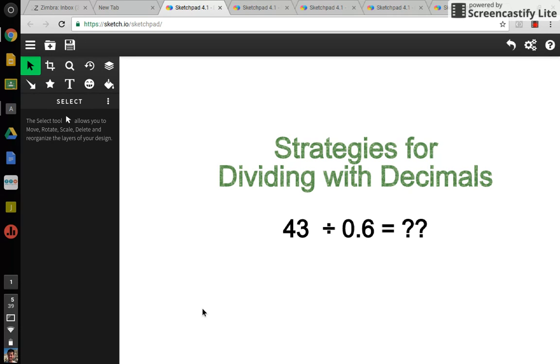We're also going to connect back to some of the things that we have already learned about fractions, and that's going to lead us into understanding a strategy that we can use when we are dividing decimals, because remember, decimals and fractions are connected. All right, so let's go ahead and jump in.